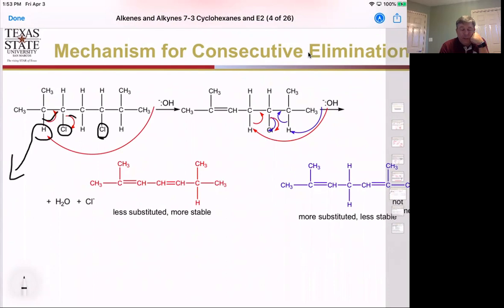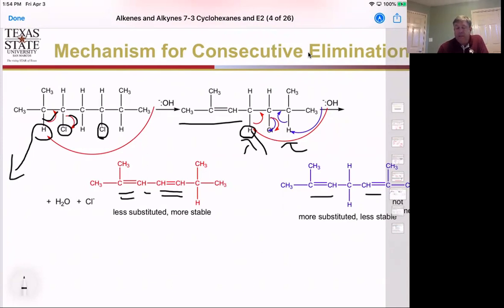The electrons are going to kick in, and then the chlorine's going to kick out, giving us our more substituted Zaitsev product. Now that we have that Zaitsev product, we have a competition between the Zaitsev hydrogen and the non-Zaitsev hydrogen, but it's going to deprotonate at the non-Zaitsev hydrogen so that we can get the conjugated diene versus the isolated diene.